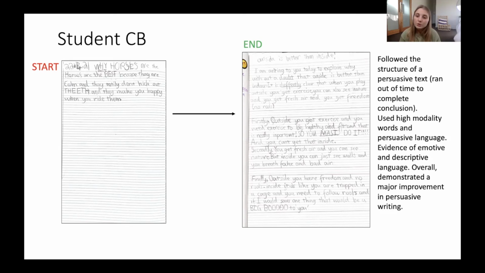She's got the language in there, you must do it, those high modality words which we covered. She's followed the structure very well. She's used persuasive language. There's evidence of emotive and descriptive language as well, and overall she's demonstrated a major improvement. So overall you can see that my teaching has had an impact on students' results and their work, how they have achieved, through not only the structure but also the language that they're using within their persuasive texts. Thank you.